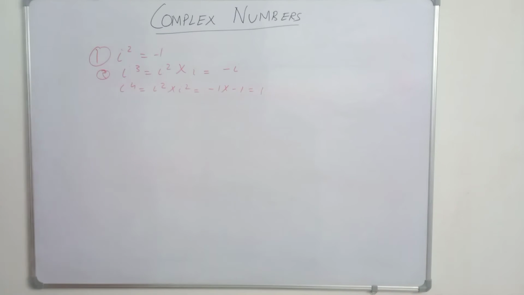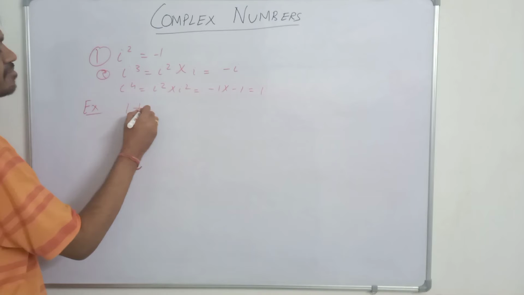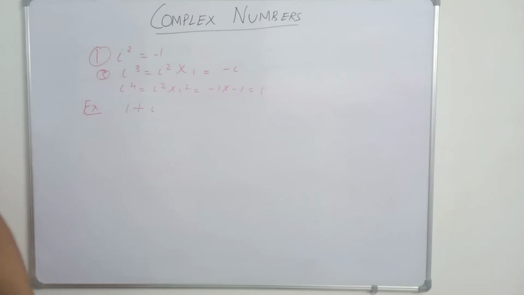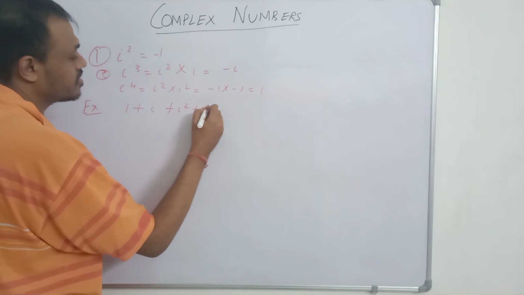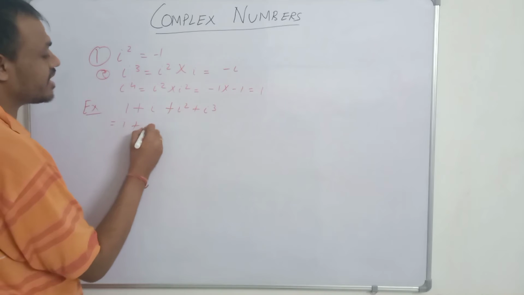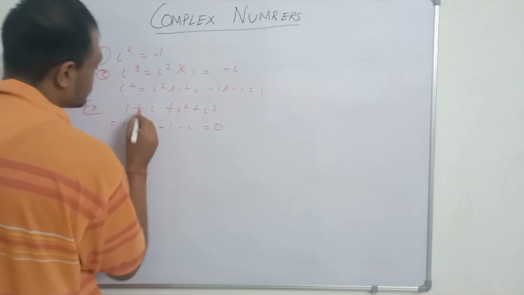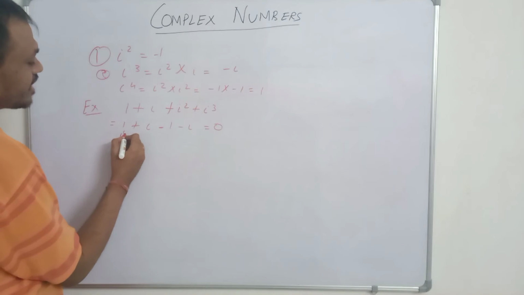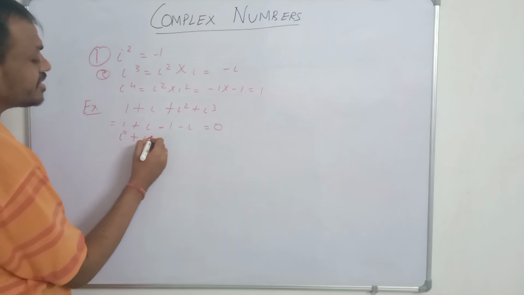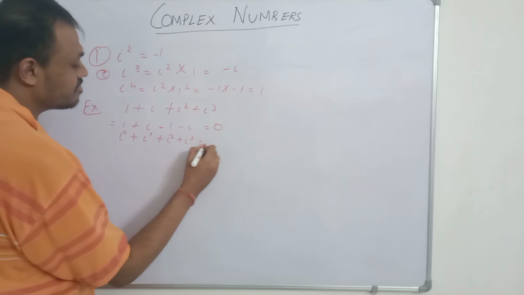Now if we have an example where we want to add 1 plus iota plus iota square plus iota cube, then this will be equal to 1 plus iota, iota square is minus 1, iota cube is minus iota. So this will be equal to 0. So 1 plus iota plus iota square plus iota cube is equal to 0. So 1 can be written as iota to the power 0, iota can be written as iota to the power 1, and iota square plus iota cube. So this sum is equal to 0.